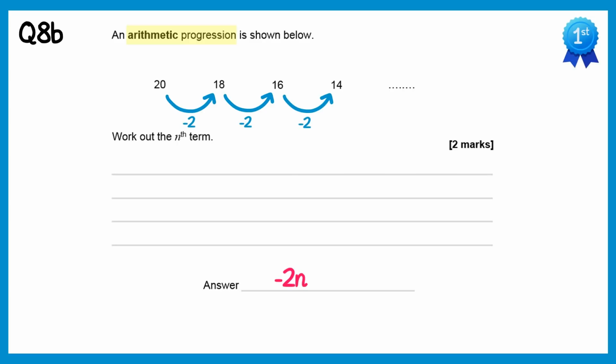We can then write the minus 2 times table above the sequence, so minus 2, minus 4, minus 6, and so on, and work out how to get from the red numbers here to the black numbers. In all cases, it's add 22. So the nth term is minus 2n, add 22. You could also write this answer as 22 take away 2n.